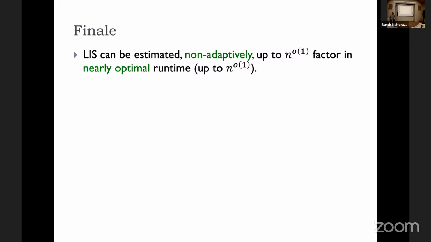It's not much later than 1:15, so let me conclude, and I want to just highlight the open questions. As a statement, what we've shown is that we can estimate the LIS non-adaptively, with non-adaptive samples, up to a subpolynomial factor approximation, in runtime which is optimal up to an extra factor that is also subpolynomial.